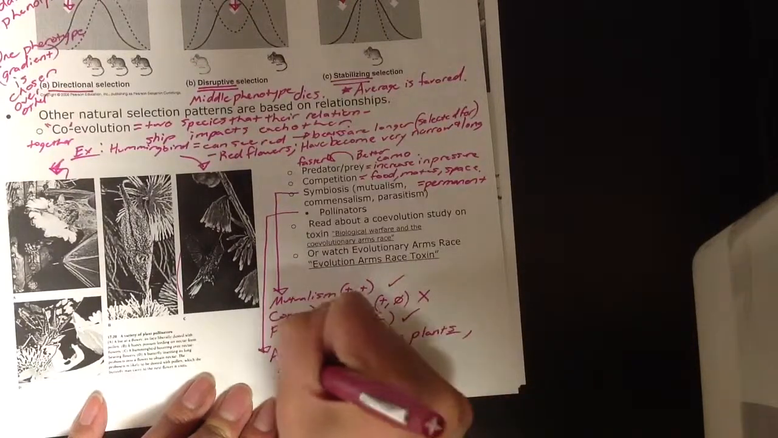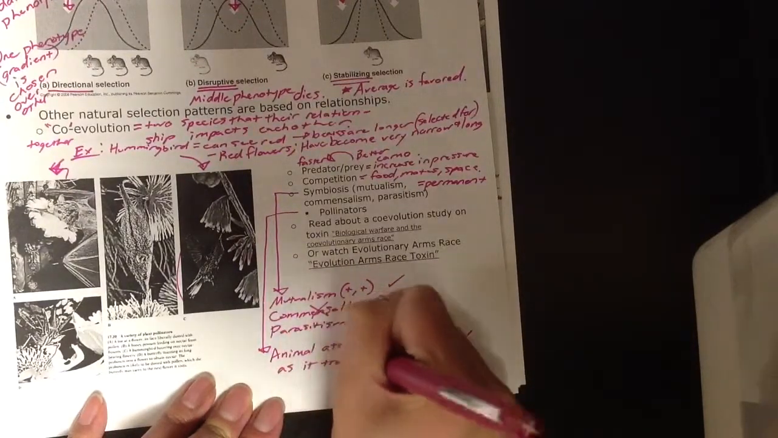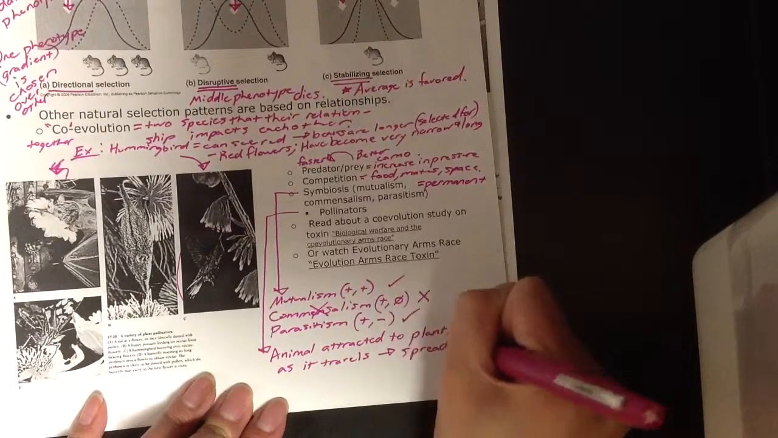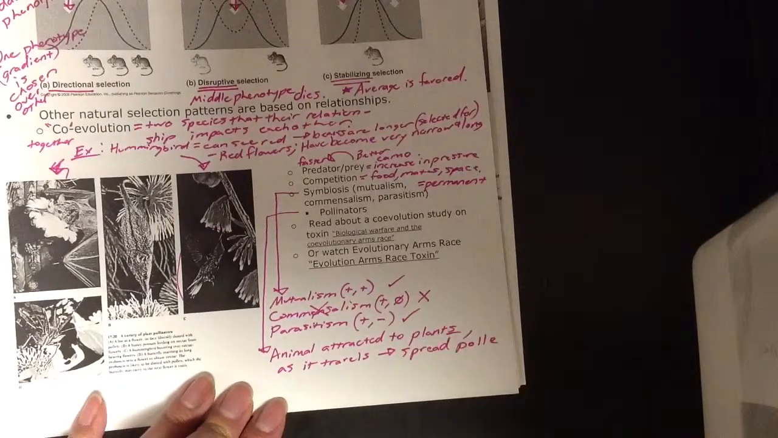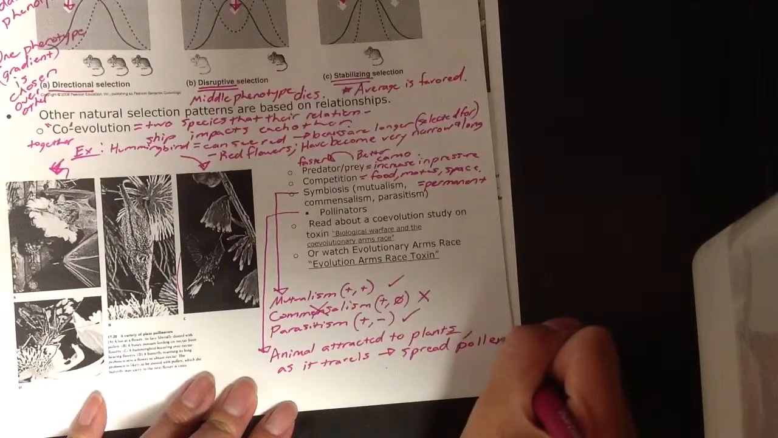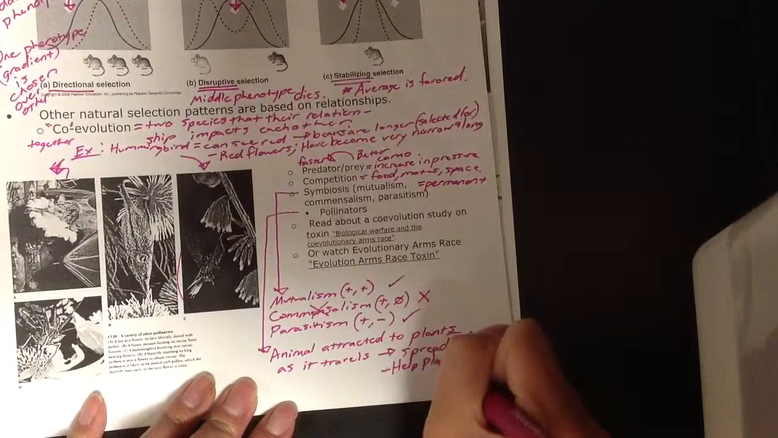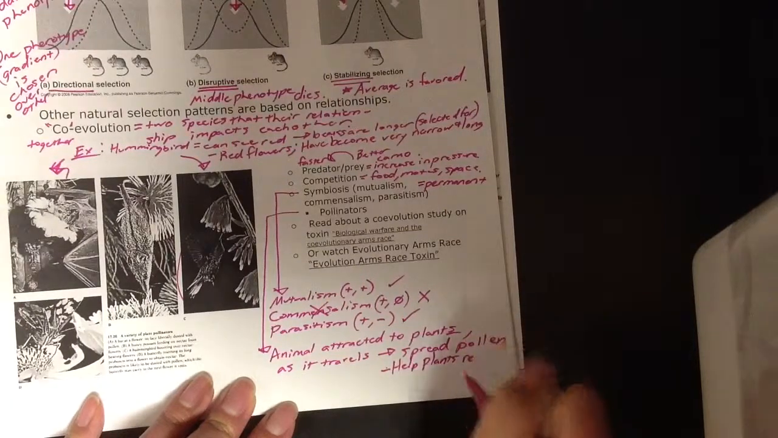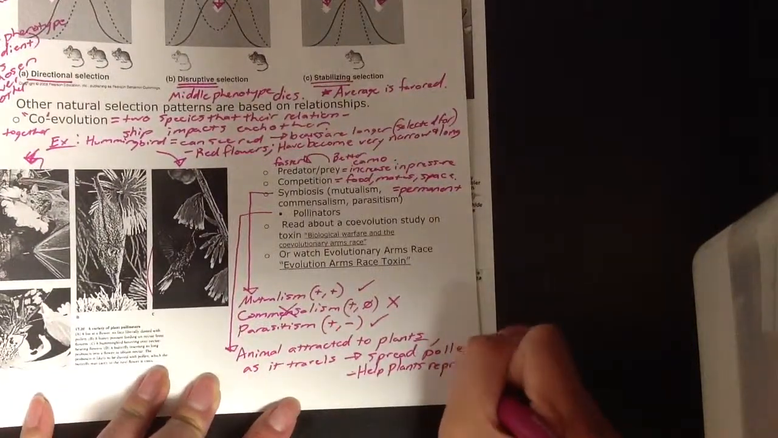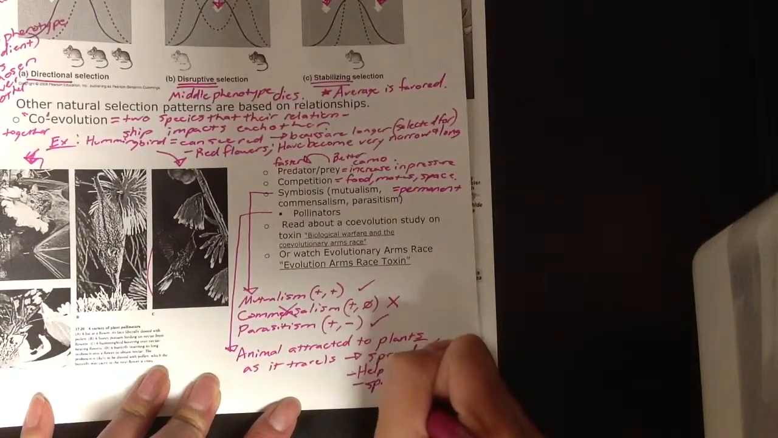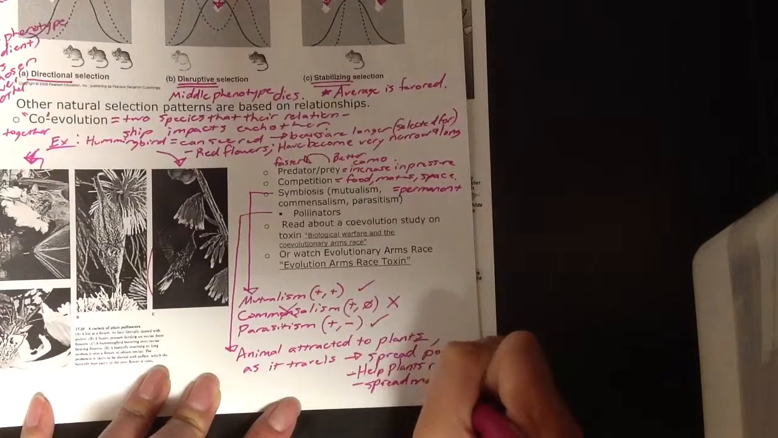then as it travels, it's going to spread the pollen. Okay, this is going to help plants reproduce. And really, we're spreading the male gamete.